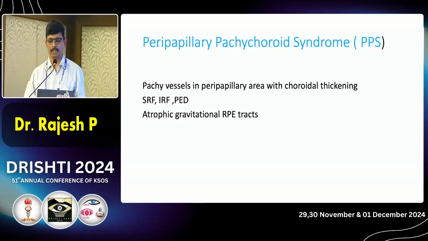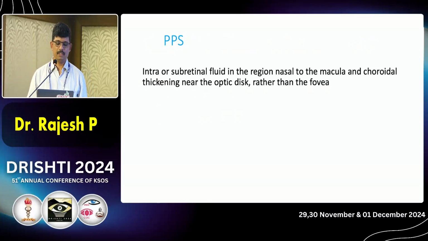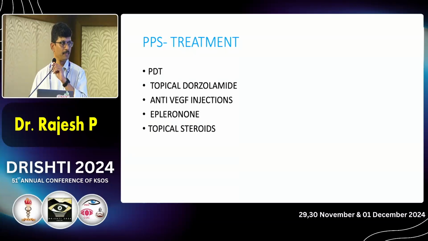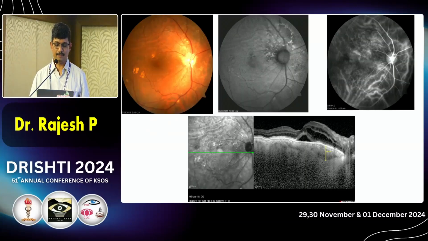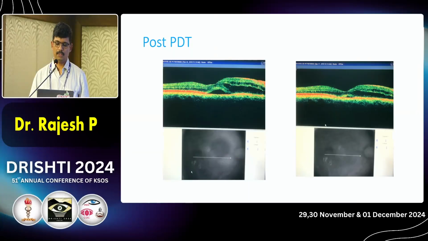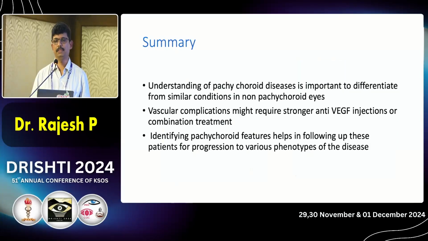Peripapillary pachychoroid syndrome, again, is not a very common condition. The difference here is that there's only focal thickening of the choroid in the peripapillary area. And yes, this is the last slide. So this can be treated with PDT. This is one patient where the treatment was done with PDT followed by a resolution, but the patient had a recurrence, which was subsequently treated with aflibercept injection, and again the patient had a recurrence. So we don't actually know what works in patients with peripapillary pachychoroid syndrome.